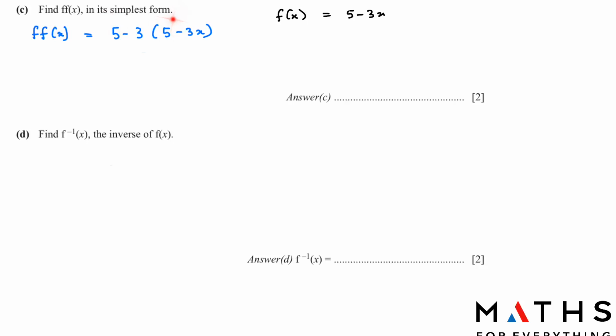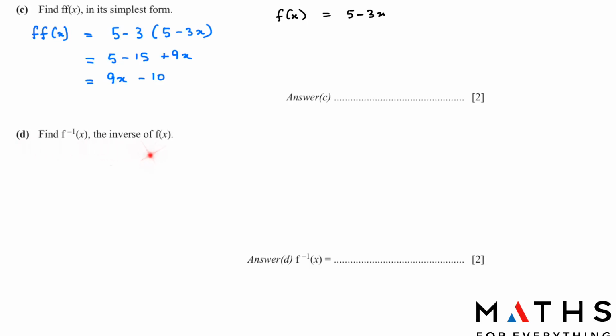Because they have said write in the simplest form, we have to simplify it. This will give us 5 minus 15. Negative 3 multiplied by 5 is negative 15. Negative 3 multiplied by negative 3x will give us positive 9x. So 9x and 5 minus 15 is negative 10. This is the answer.